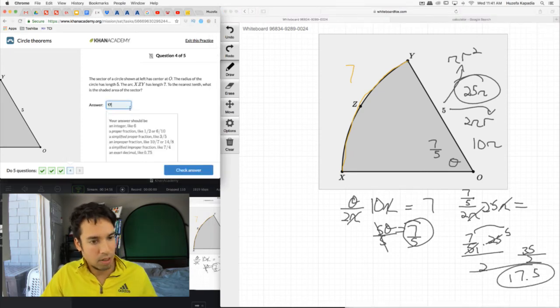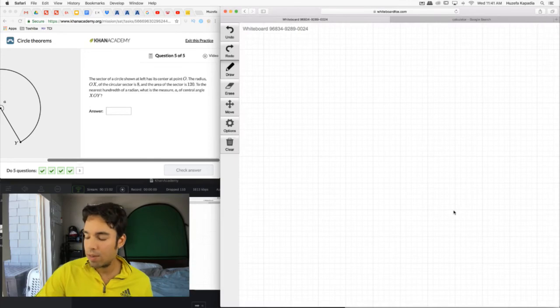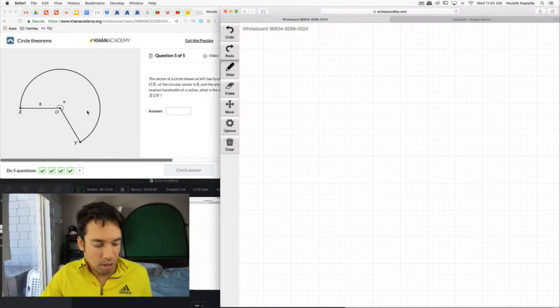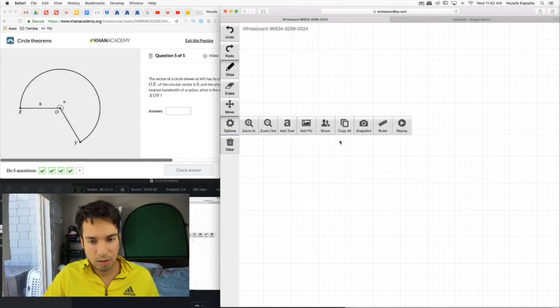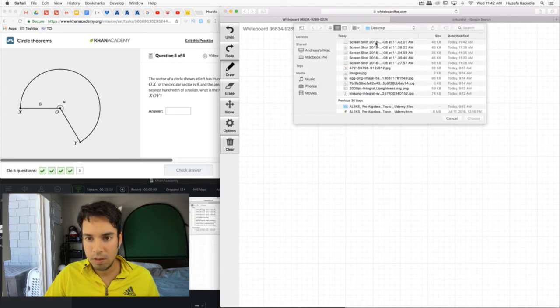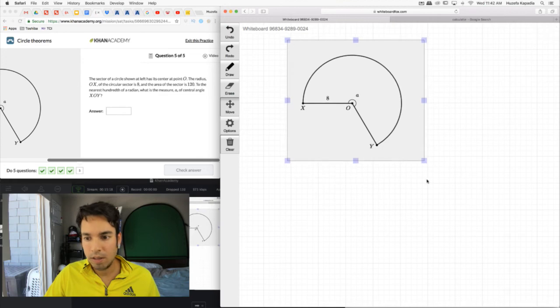So 17.5 should be the right answer. Yes. Okay, so I would classify that problem as actually very hard, or like in between medium and hard. Okay, next.